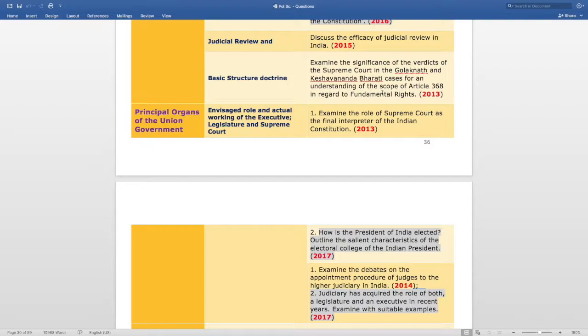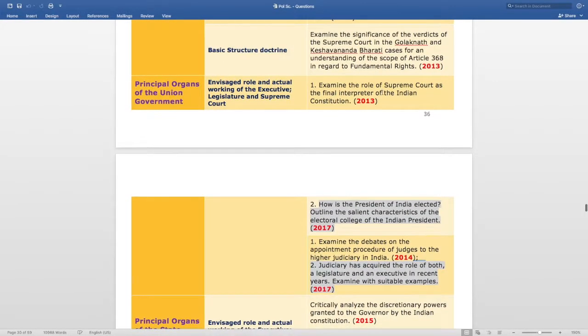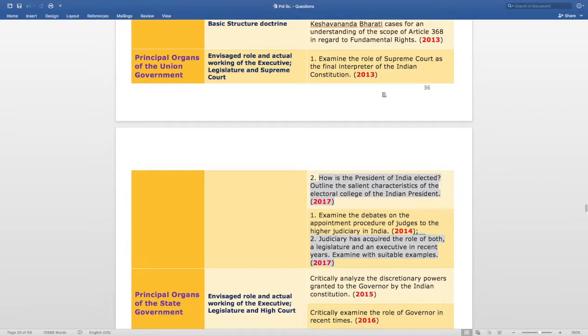This question is asked in 2013. Next topic is principal organs of the Union government. This is another important topic. So the questions asked from this topic are, examine the role of Supreme Court as the final interpreter of the Indian Constitution. This question is asked in 2013.